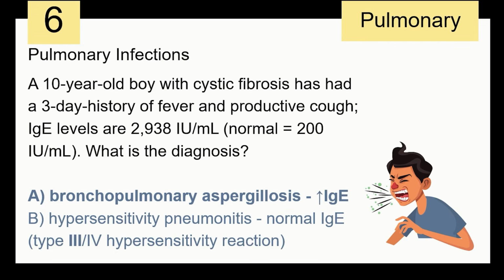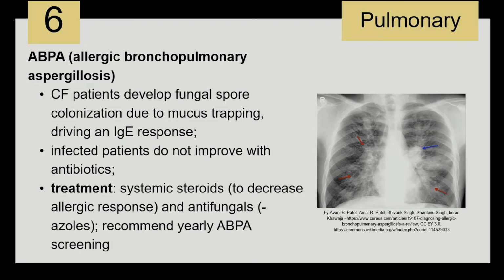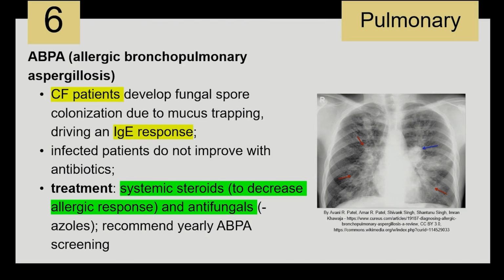In hypersensitivity pneumonitis, we see normal IgE levels. It's primarily a type 3, as well as a type 4 hypersensitivity reaction, but IgE levels will be normal. Bronchopulmonary aspergillosis is associated with cystic fibrosis. All right, here's a little about allergic bronchopulmonary aspergillosis, seen in cystic fibrosis patients with an IgE response, and we treat with systemic steroids to decrease the allergic response and antifungals.